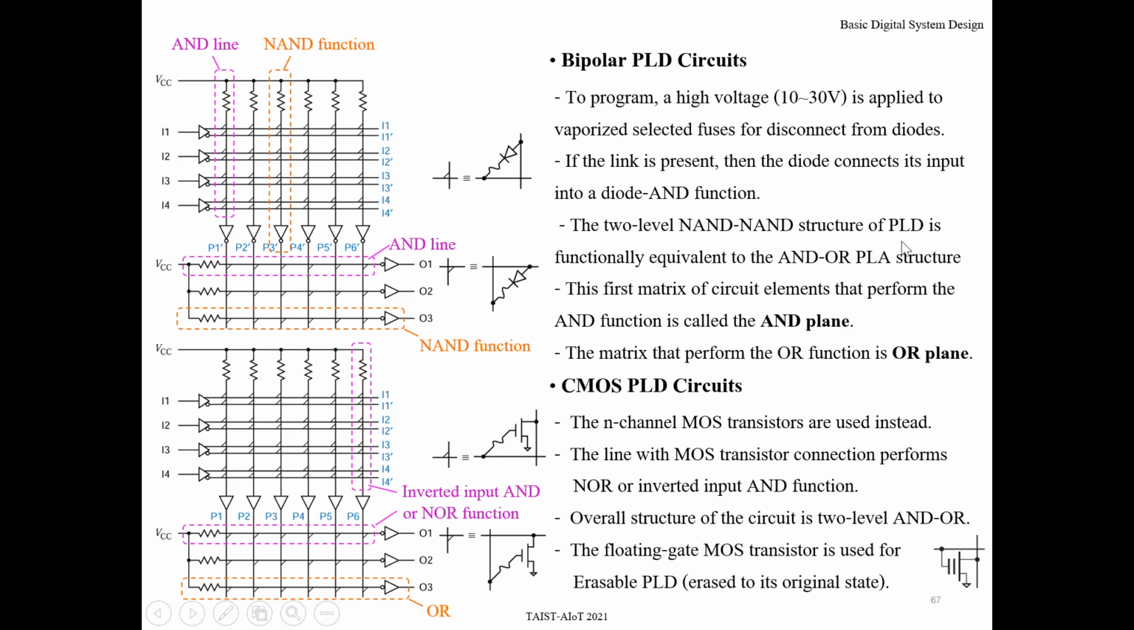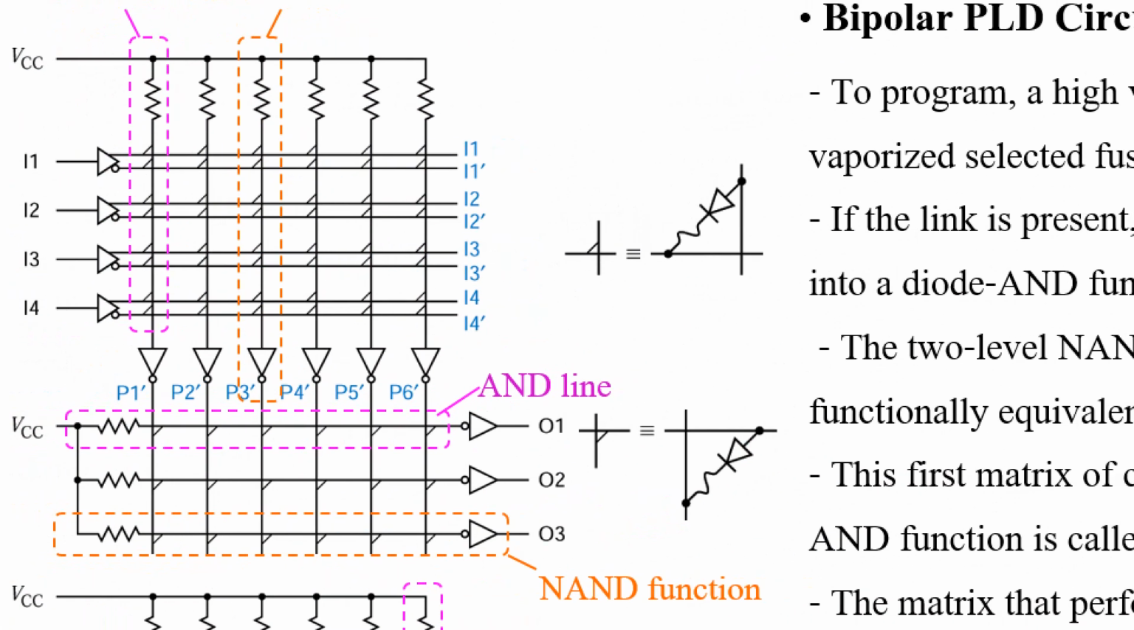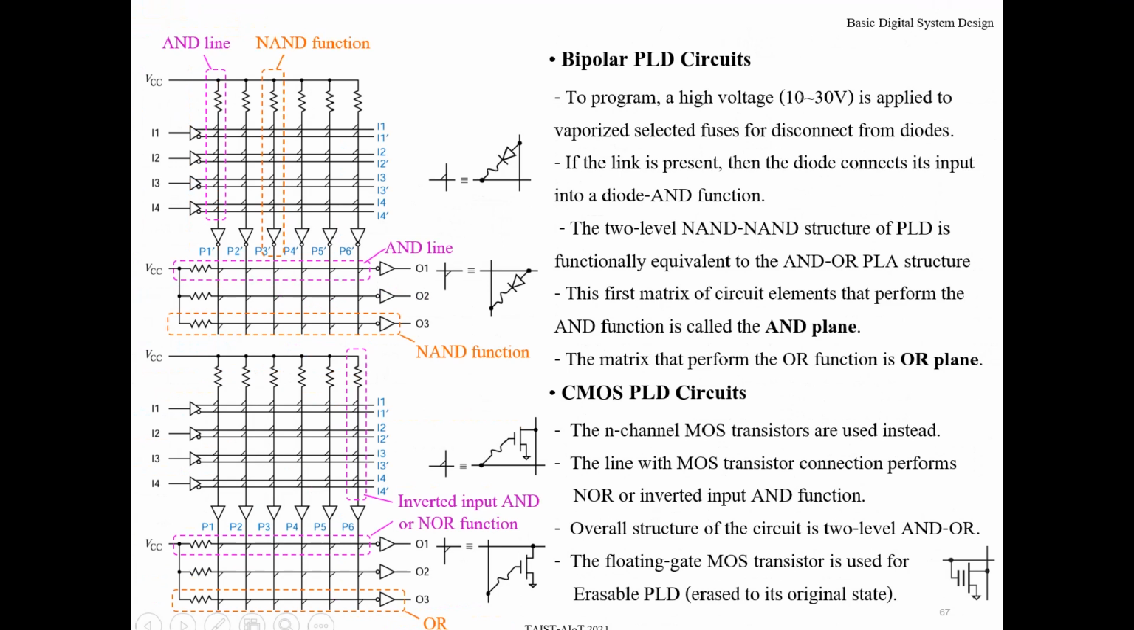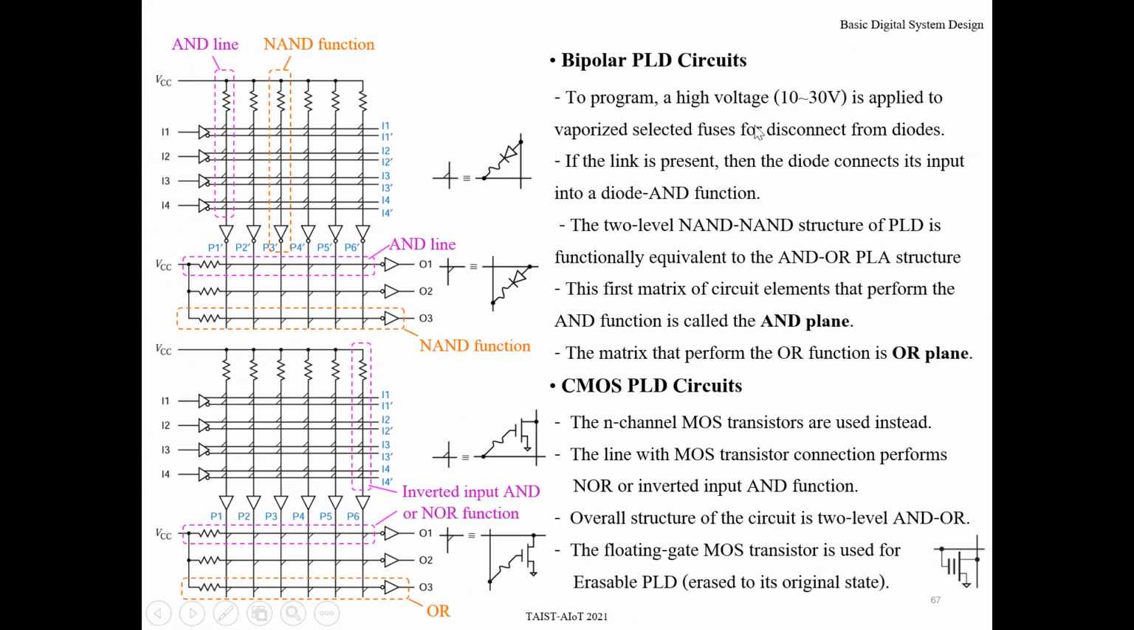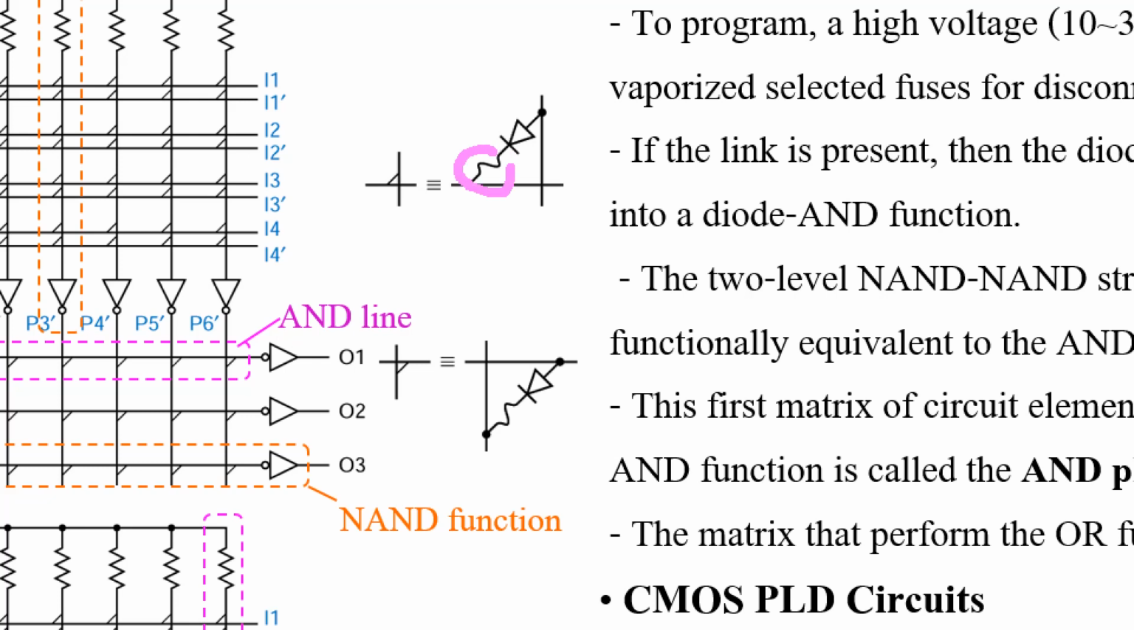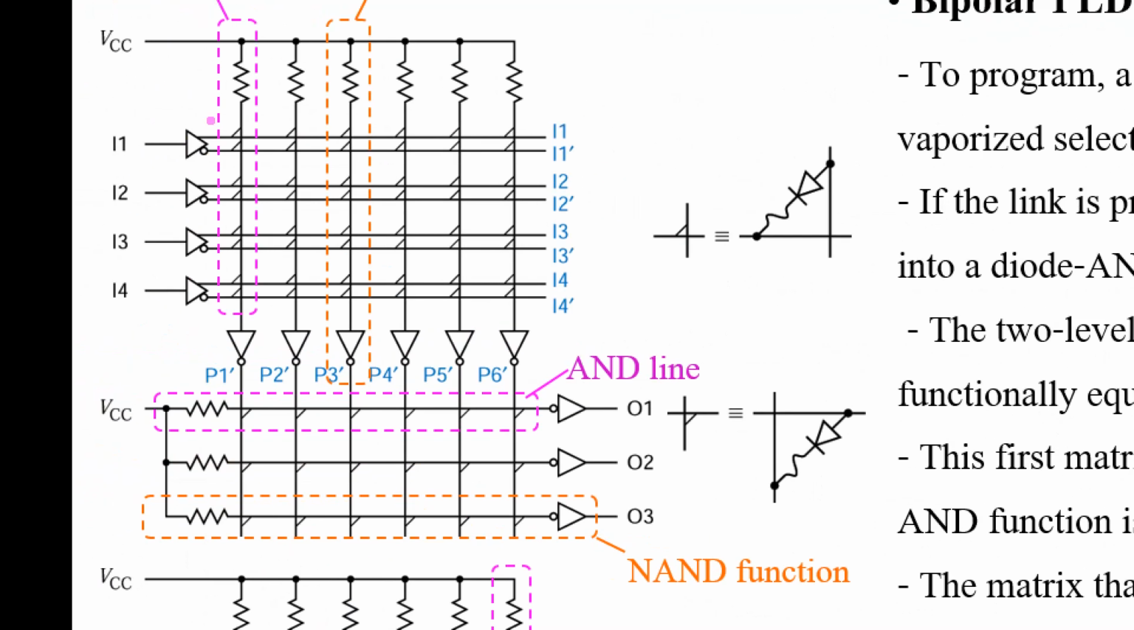And for this, just show you a bipolar PLD circuit. This one also can be programmed by applying some high voltage to vaporize some fuses to disconnect the diode. This is the fuse, and this one is the diode. On this diagram, we will write down this line to represent fuse and diode.